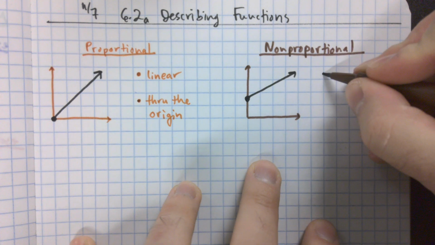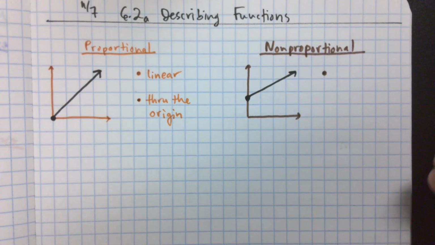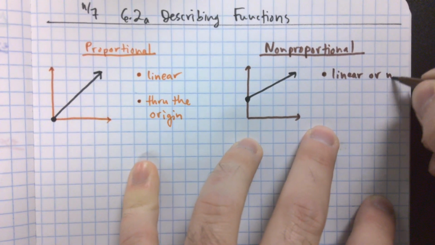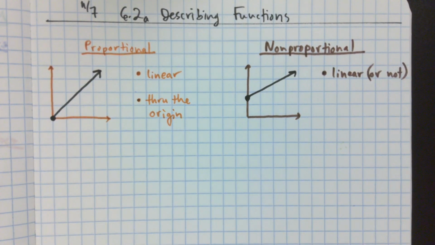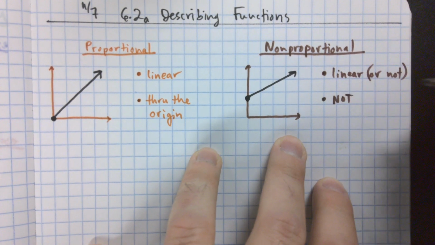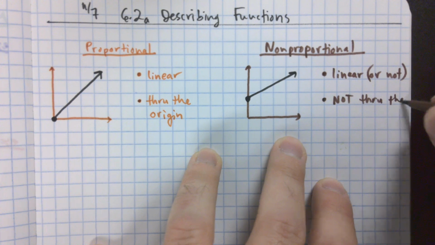And something new that we're going to add to this is that non-proportional can be linear or not. Non-proportional functions do not have to be a straight line. We'll see kind of what that looks like in a second. But we also know that they do not go through the origin.